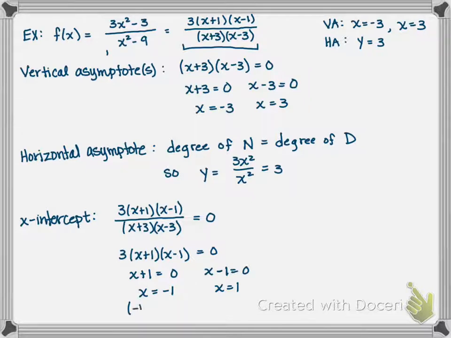And so that's (-1, 0) and (1, 0). These are intercepts, so they're specific points, right? They're ordered pairs. They're not equations like we got with our vertical asymptotes. So our x-intercepts are (-1, 0) and (1, 0).